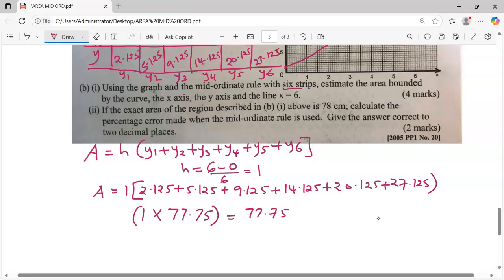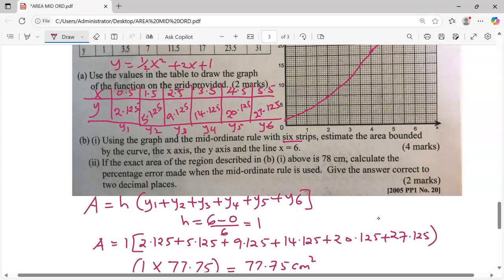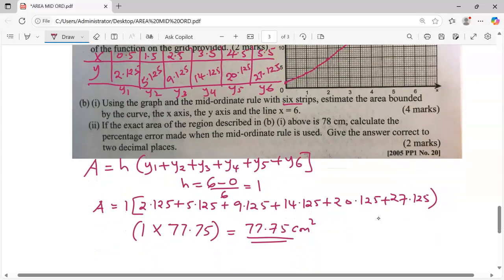Because the grid is calibrated in centimeters, then we are going to have the area as 77.75 square units. And if you are going to ignore these points and you take the first one as 2, the second one as 5, and 9, 14, 20, and 27, then the area will come down to 77 centimeters square. But in this case, if we have taken all the decimal points, our area is supposed to be 77.75 centimeters square. That is part B of Roman 1 already worked out.